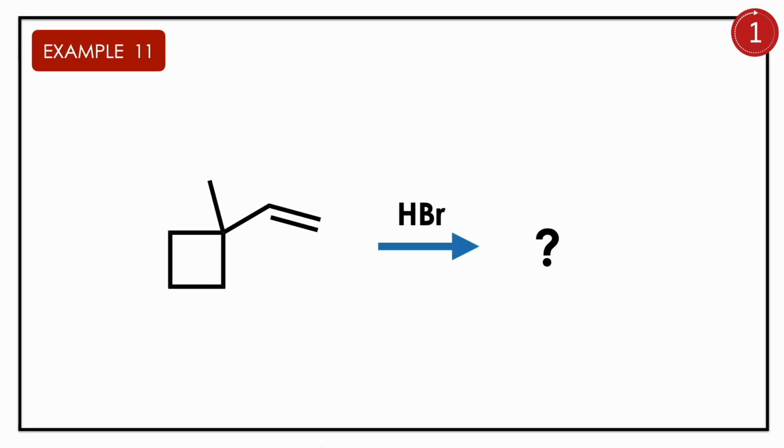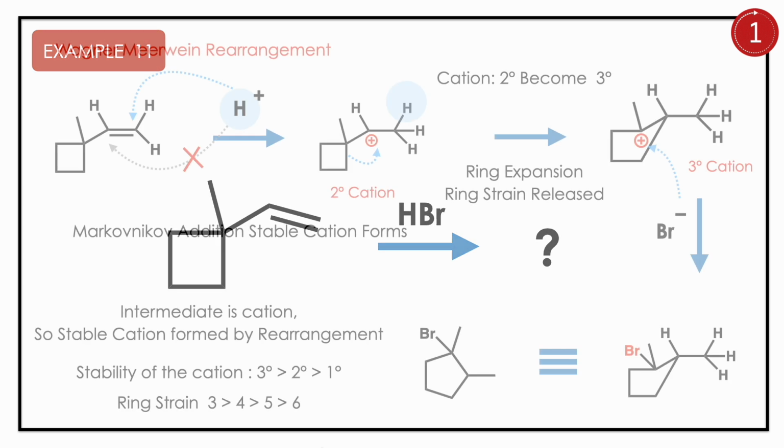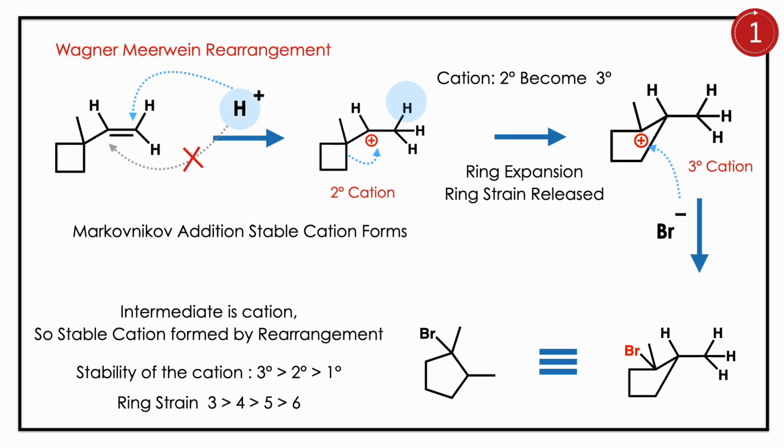Now the example 11, cyclobutane with a methyl group, and as side chain you have vinyl. You are reacting with hydrogen bromide. You should find what will be the final product. We are analyzing the possibility of Wagner Meerwein rearrangement. First step, as it attacks the alkene, nucleophile and electrophile react, you have the cation. The stable cation forms. So H attacks the terminal alkene pi bond. So you have cation, and you have a strained 4-member ring.